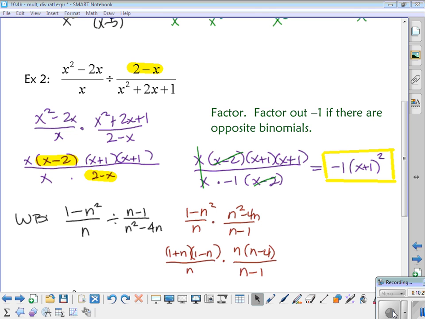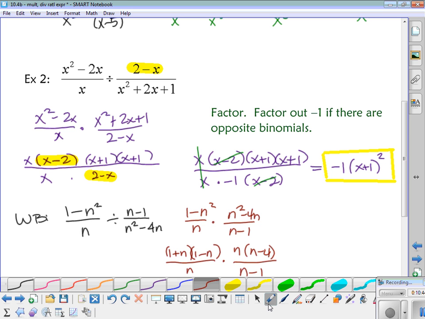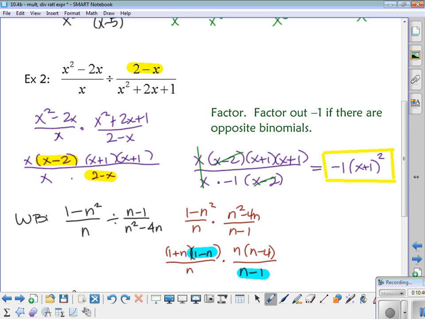Okay, so the 1 minus n squared becomes 1 plus n times 1 minus n, and that's over n. And then the other one is n times n minus 4 over n minus 1. Does everybody agree with that? Okay, I've got opposite binomials again. I've got an n minus 1 and a 1 minus n.